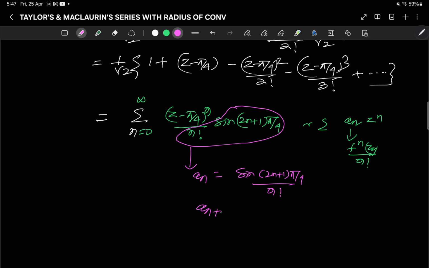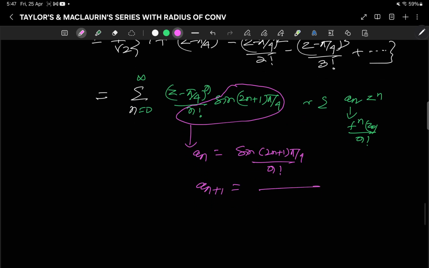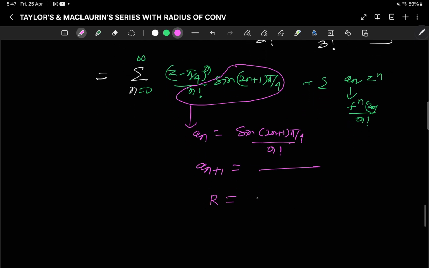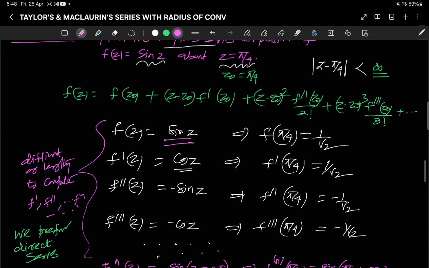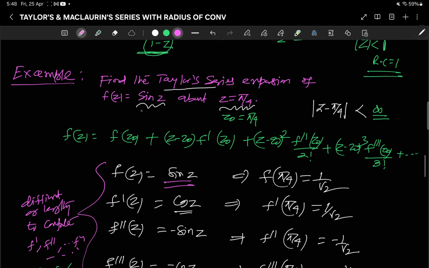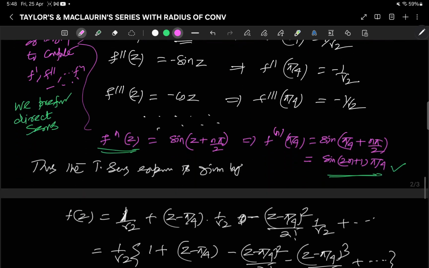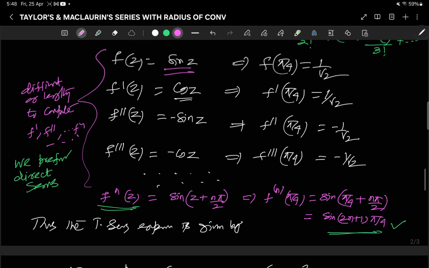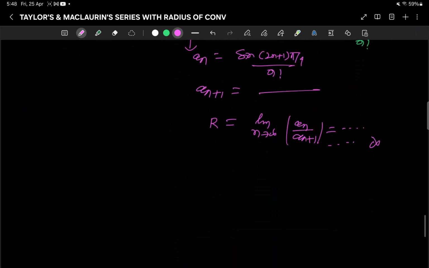Then what is my a_(n plus 1)? I find a_(n plus 1), and I find what is my radius of convergence? It is the limit as n tends to infinity of the magnitude of a_n by a_(n plus 1). If I simplify it, I will get infinity. Okay. And by inspection also I can say that sin z is analytic everywhere, right. So the radius of convergence is infinite, right. So you see here, even if it is simple to find the derivative, it is complicated.